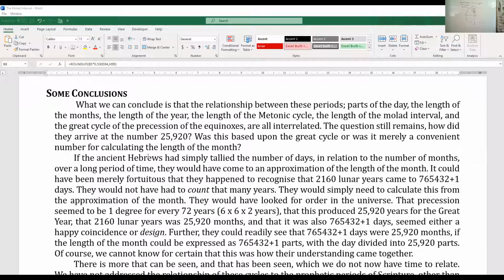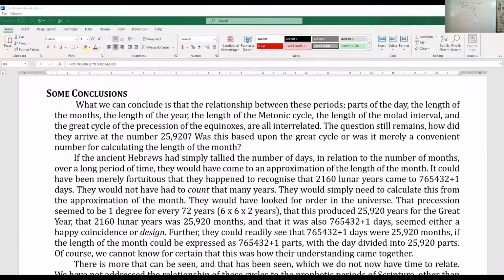The question still remains, how did they arrive at the number 25,920? Was this based upon the great cycle, or was it merely a convenient number for calculating the length of the month? I think it's too much of a coincidence to say that this was just something that resulted from their math. I would say that they chose to put this in their math because they had already calculated the precession of the equinoxes.